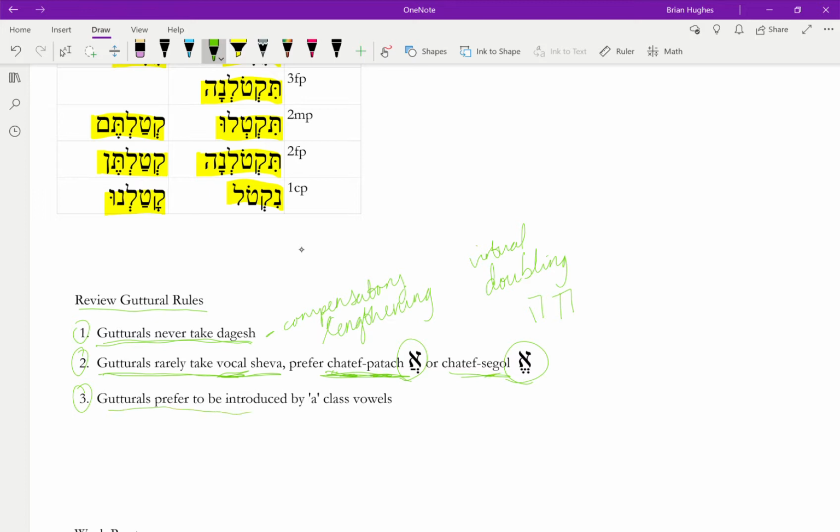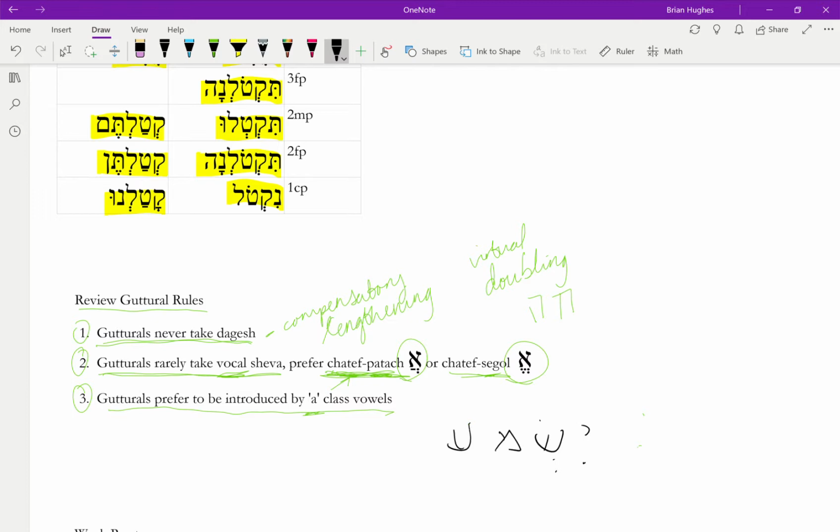The third guttural rule is they prefer to be introduced by A-class vowels, and this is largely why I said chatef patach shows up the most. Gutturals like to be introduced by A-class vowels. And remember, that means we're talking about the vowel that comes before. So we've had the root shema, and in its imperfect form, for our 3ms imperfect form, the guttural is putting pressure on the vowel that's coming right before it.